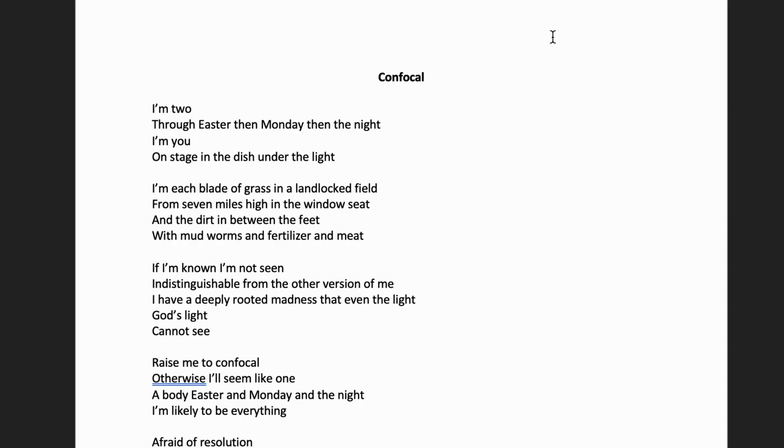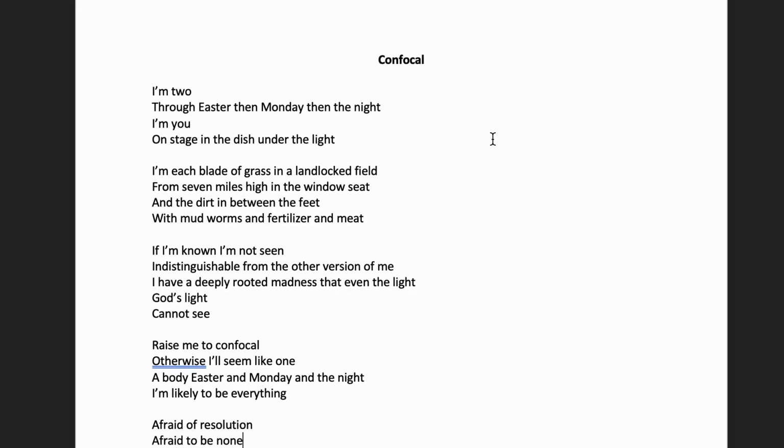Confocal. I'm two. Through Easter, then Monday, then the night. I'm you. On stage in the dish under the light. I'm each blade of grass in a landlocked field, from 7 miles high in the window seat, and the dirt in between the feet with mud, worms, and fertilizer and meat. If I'm known, I'm not seen, indistinguishable from the other version of me. I have a deeply rooted madness that even the light, God's light, cannot see. Raise me to confocal, otherwise I'll seem like one, a body of Easter and Monday in the night. I'm likely to be everything. Afraid of resolution, afraid to be none.